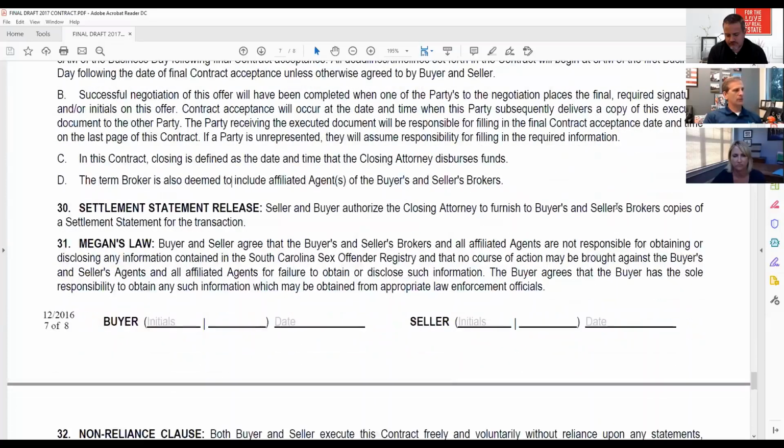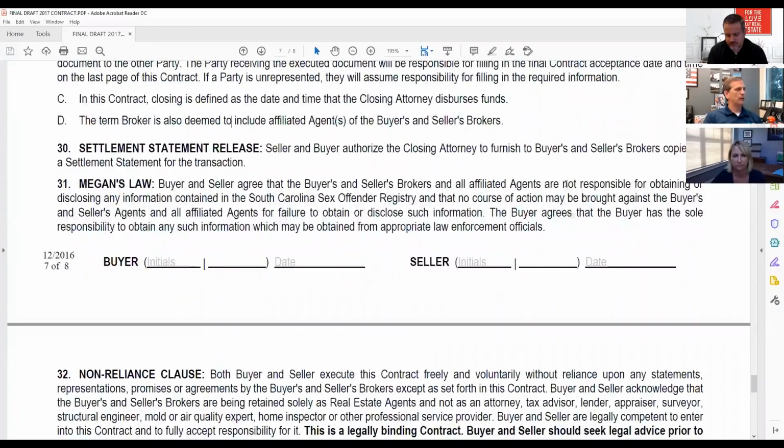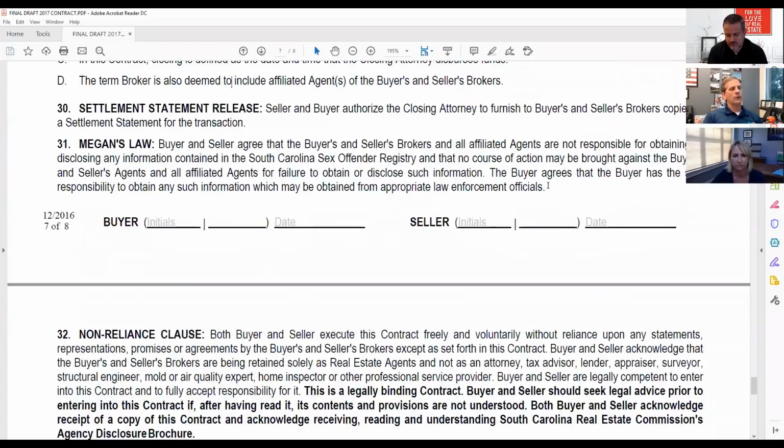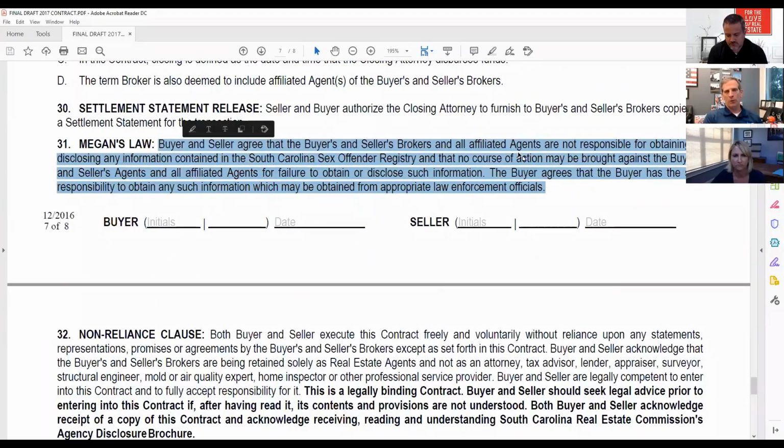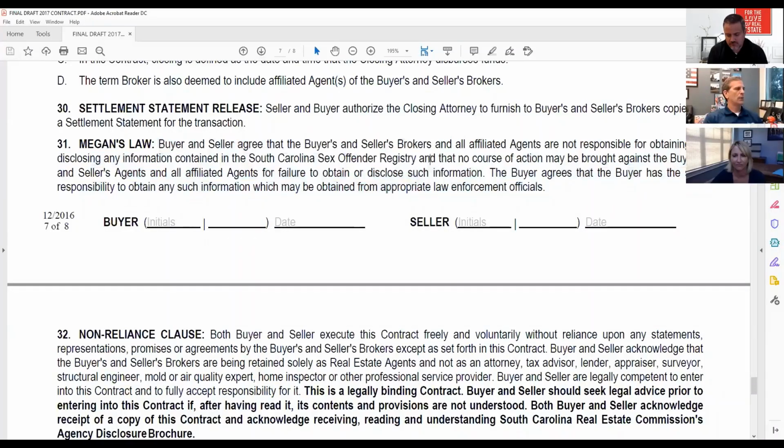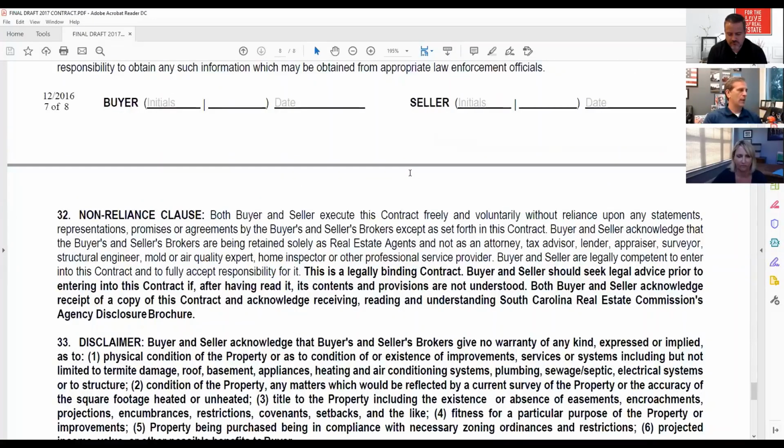All right, settlement statement. We can get the settlement statement to the parties. Megan's Law, do not make a list of people who violated Megan's Law and put that on your website. Don't do that. I've had an agent do that before. Just tell the client where they can find the sex offender list and tell them to search it on their own. Do not give them names.